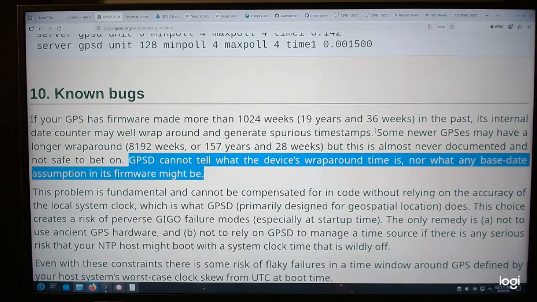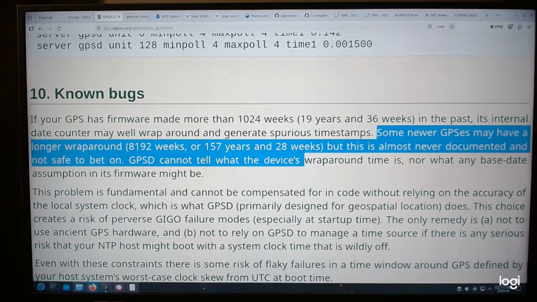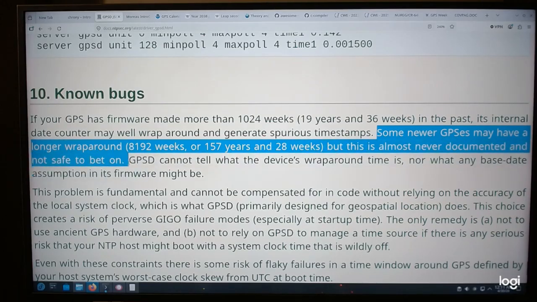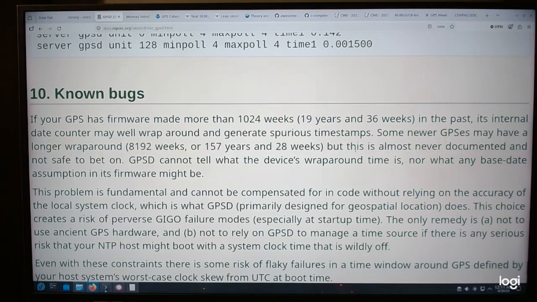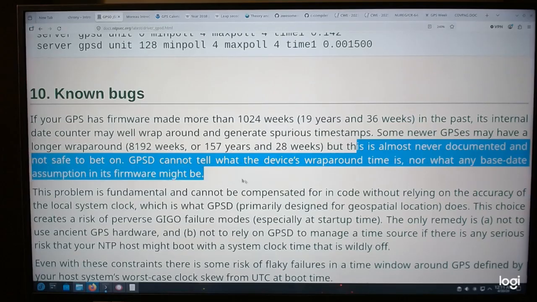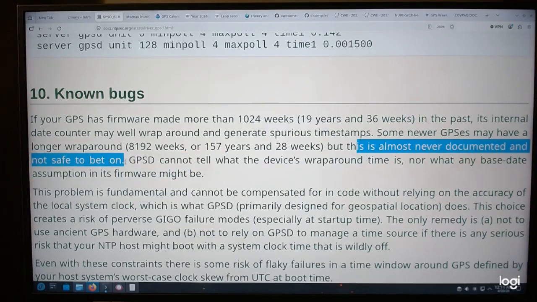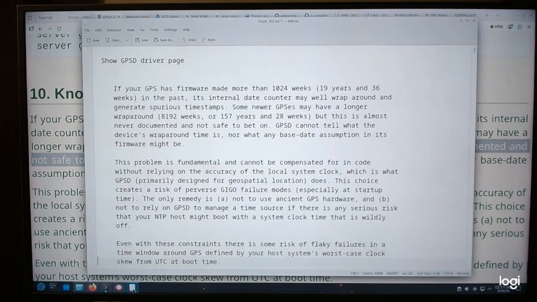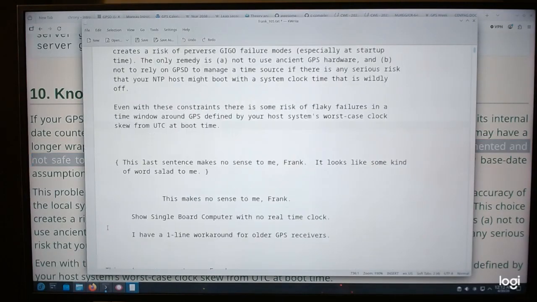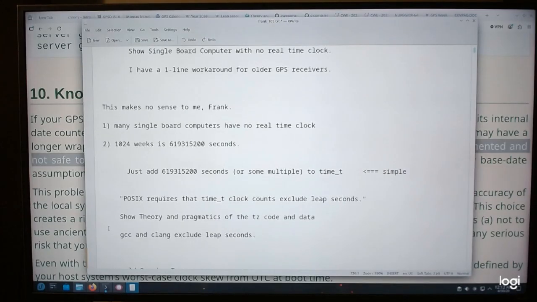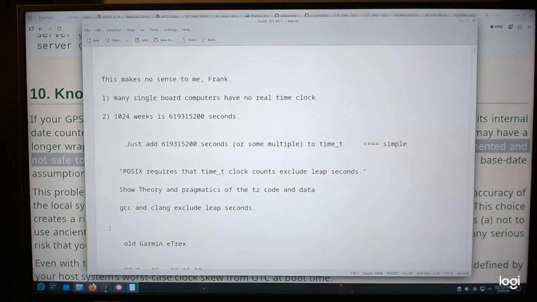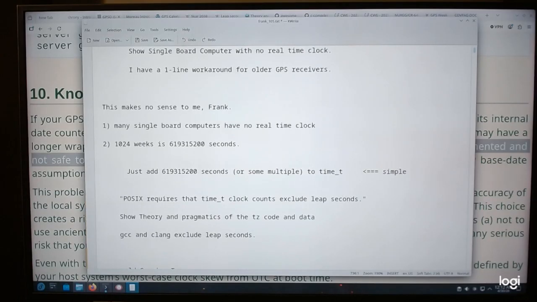See right here. If I was a manufacturer, I wonder if I could sue these people, because it is documented. They said it's almost never documented and not safe to bet on. Well, u-blox, they do have a publication, and I'll show you what I'm talking about. This makes no sense to me.